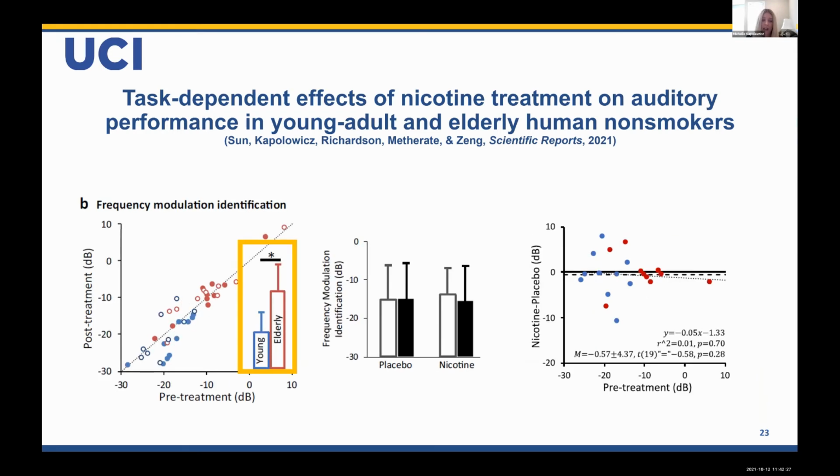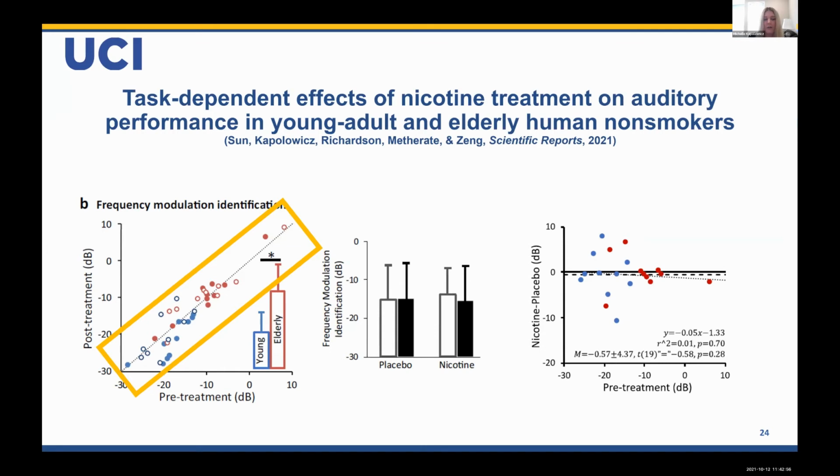And now for the next task, this is the frequency modulation identification. So we're looking in this case at how much noise the listeners could tolerate to be able to tell that there was this change in the frequency. And again, we see, as highlighted here, there's a difference where the younger group performed better than the older listeners. And that is again shown here.